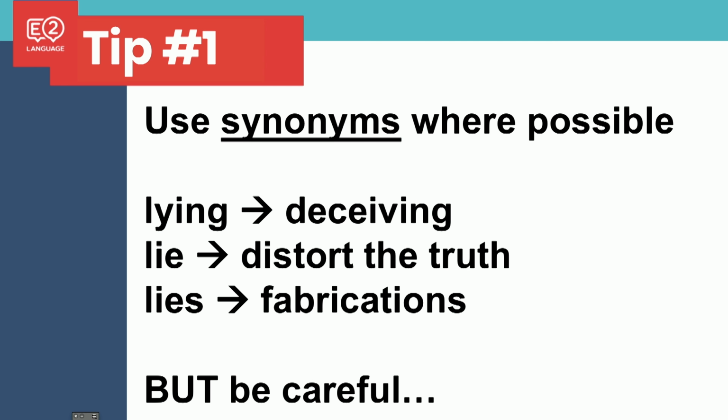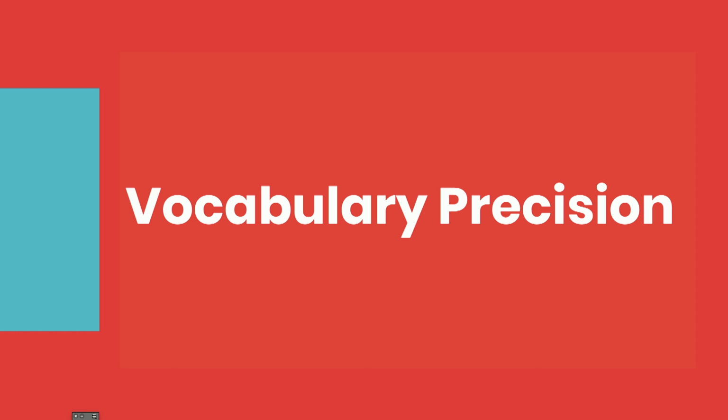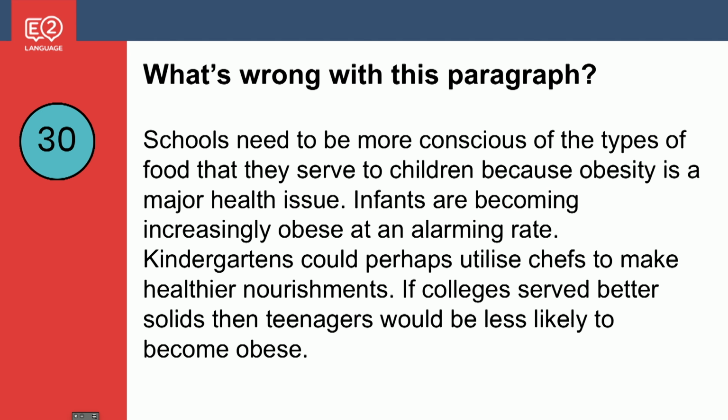You could even turn lie into not tell the truth, into a negative that would still be considered a synonym. So it's just a different way to say the same thing, but you need to make sure it's precise. Let me elaborate on that. You need to be careful, okay? So let's talk about vocabulary precision, the second half of this. What's wrong with this paragraph here?